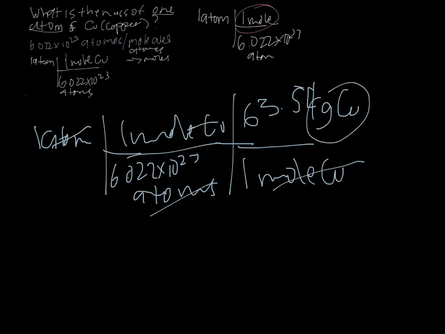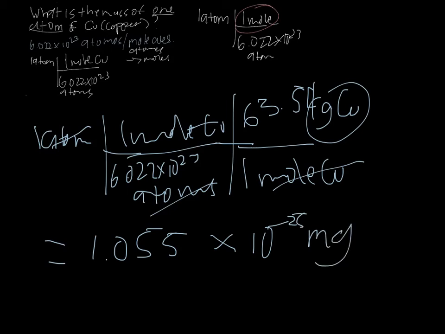And after that, we just plug it into our calculator and we would get 1.055 times 10 to the negative 25 milligrams. I'm sorry, this would be in grams since we have grams of copper here. And if we did want to convert it to milligrams, we would just multiply it by 10 to the third, since 10 to the third milligrams is 1 gram.